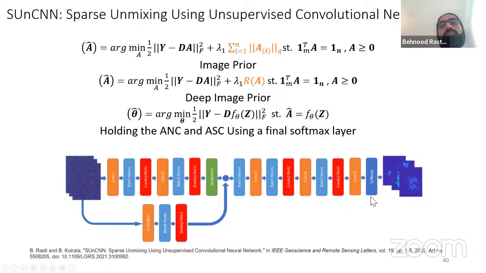So basically, we are using a CNN network with skip connection, and we apply a softmax layer in the end to enforce the abundance non-negativity and abundance sum-to-one constraints. This is the only sparse unmixing method that we work with today, and the reason is that we try to provide you a Python based package. Most of the other techniques are in MATLAB.